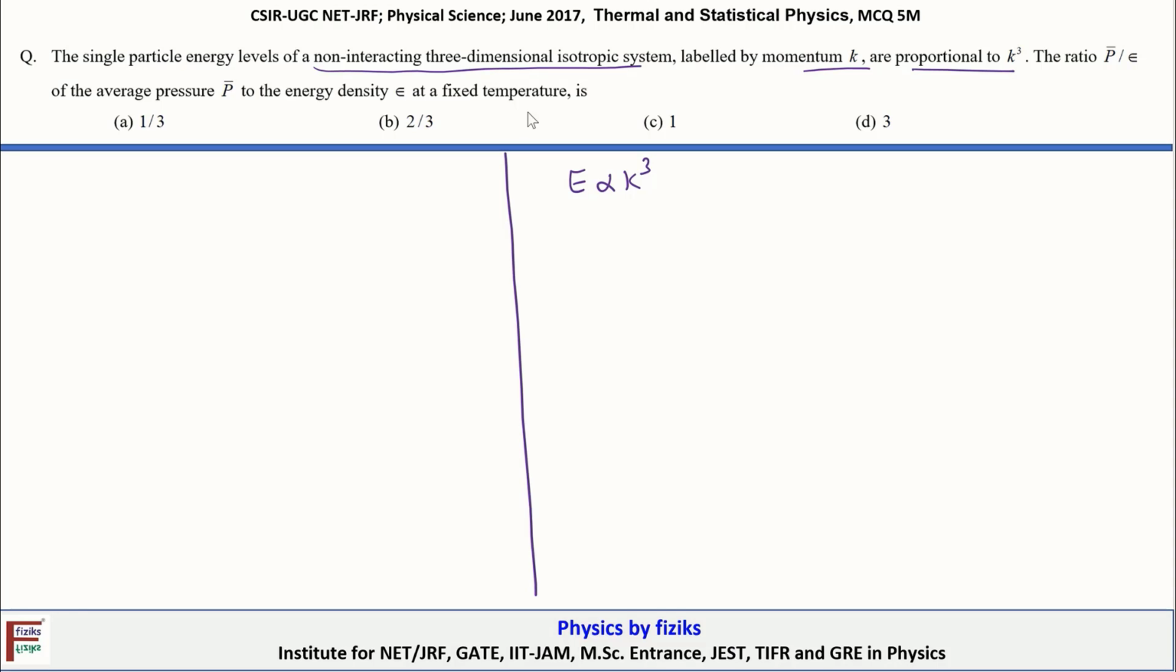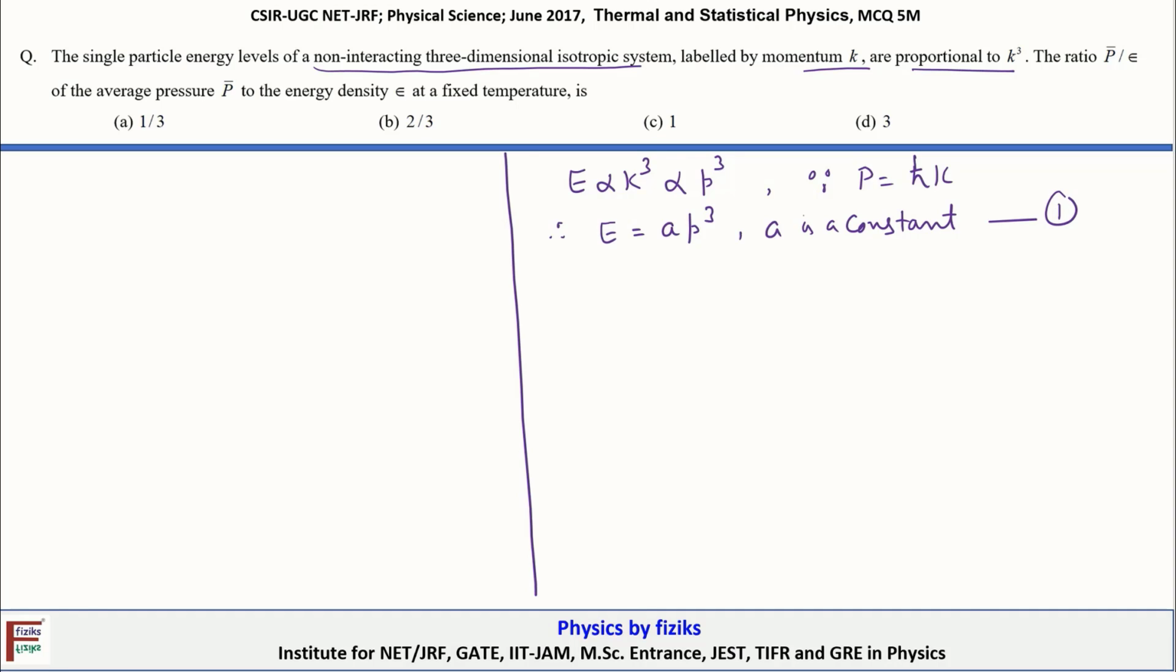And we can write it to be proportional to momentum, because k and p are proportional to each other, so this is proportional to p cube basically. The reason is that p is equal to h cut k, so p and k are directly connected with each other. Okay, so therefore we can say that E is equal to a p cube, where a is a constant. Okay, so let's call this our equation 1.